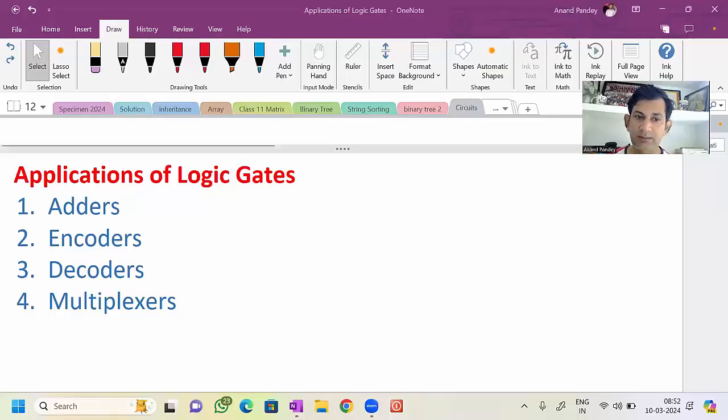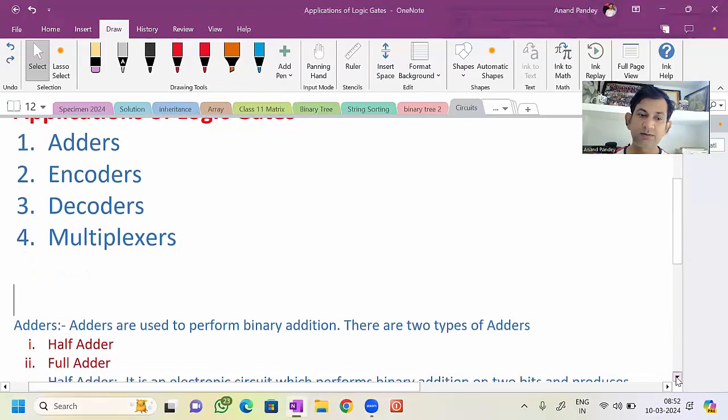Here we go. See on the screen, applications of logic gates. These are the applications of logic gates. Means these circuits are designed, these circuits are made by using logic gates: adders, encoders, decoders, and multiplexers. So one by one, I am going to discuss. First, let's start with adders.